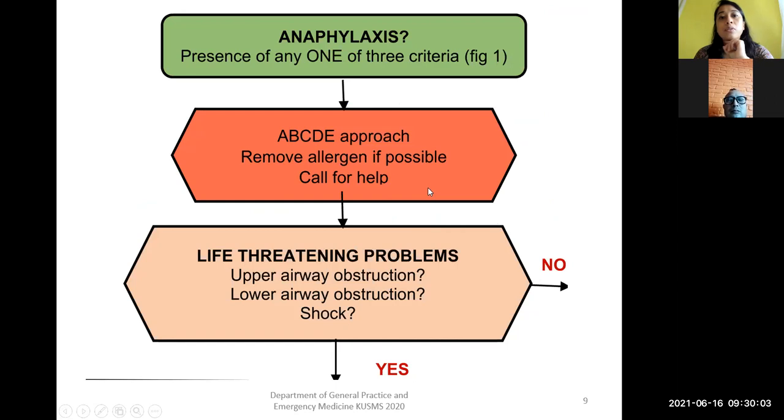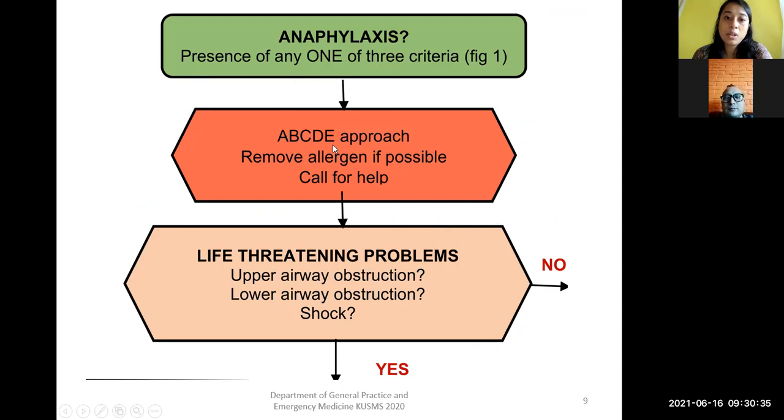When we go to the algorithm, first of all, we have to decide whether it's anaphylaxis or not. And Anmol has described it very clearly with the pictures. If one of the three criteria is there, then we have to always think of anaphylaxis. And I again repeat that dermatological manifestation may not be present. And the ABCDE approach is a must.